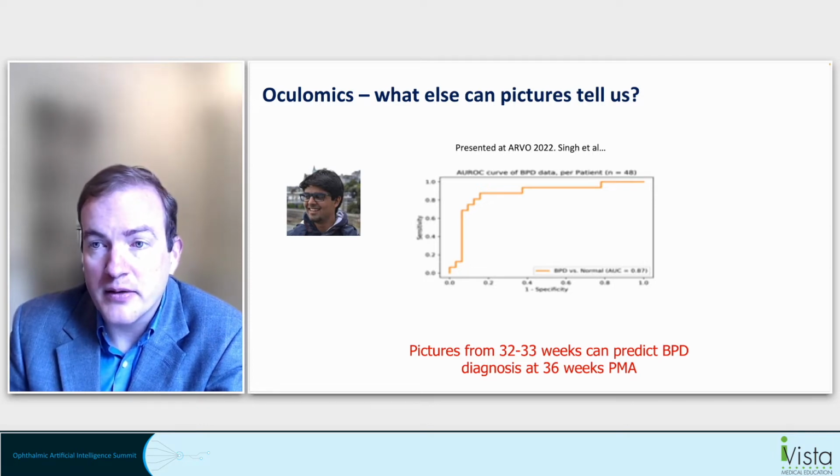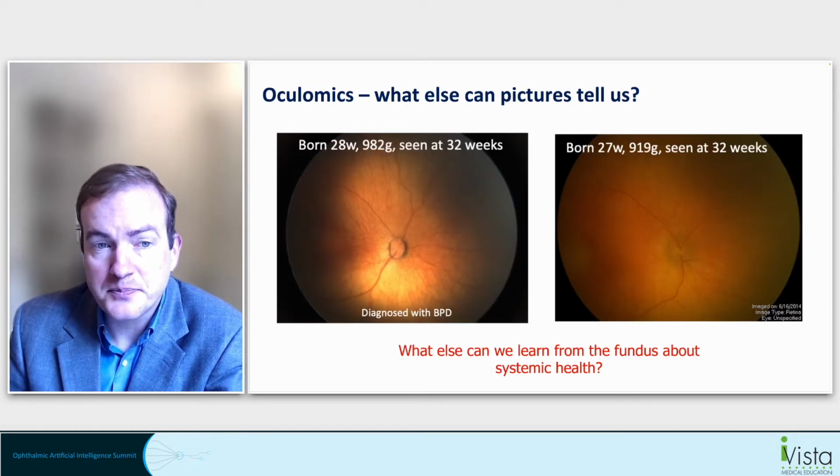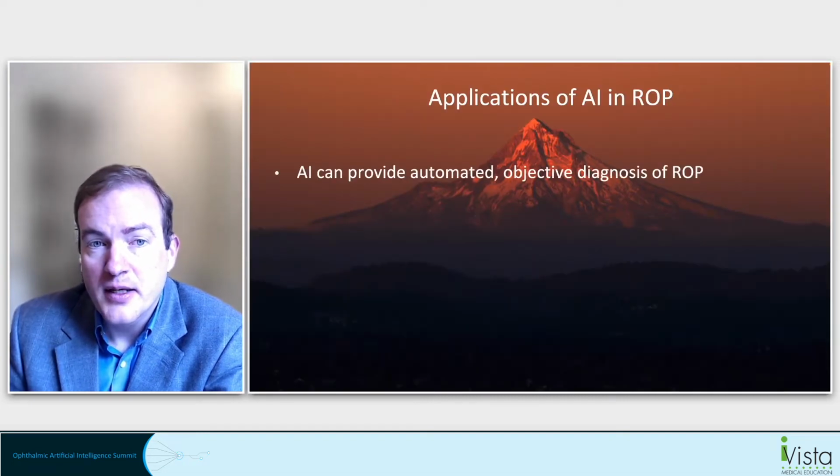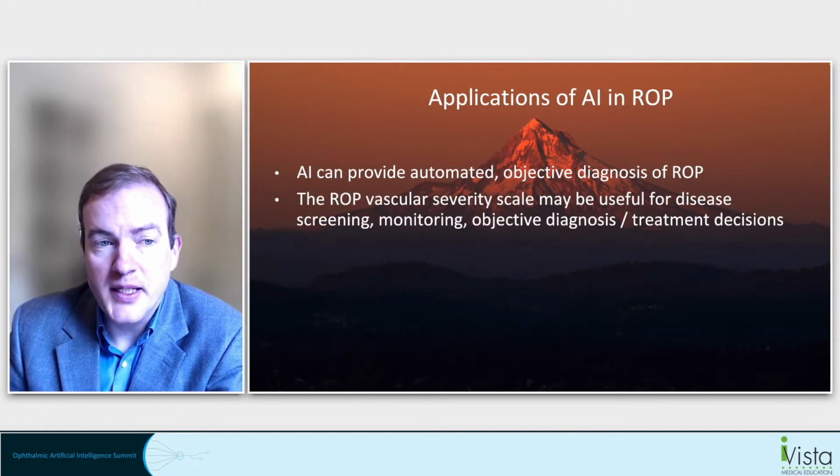So we're exploring whether this has clinical value, and are there other things like pulmonary hypertension, which may be really relevant for the neonatologist to know, that we could identify either using fundus photography or OCT. And so the baby on the left was predicted and eventually diagnosed with bronchopulmonary dysplasia, and the baby on the right was not. In summary, AI can provide automated objective diagnosis of ROP.